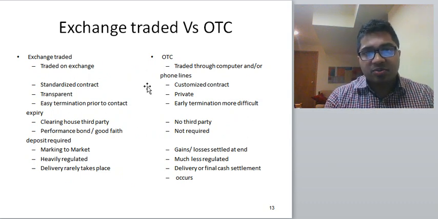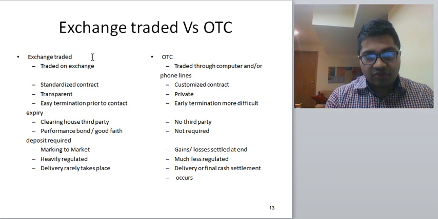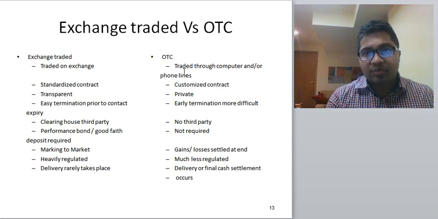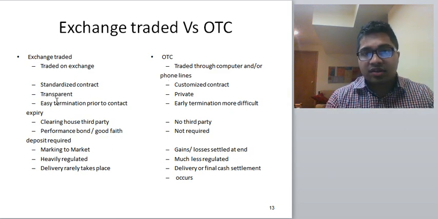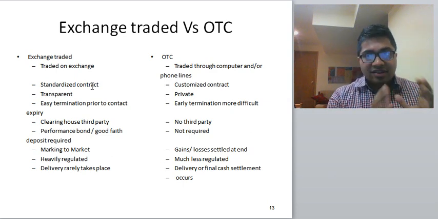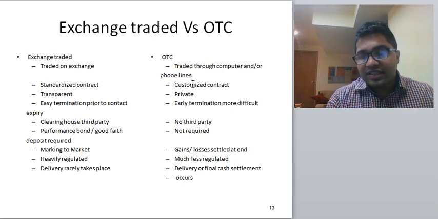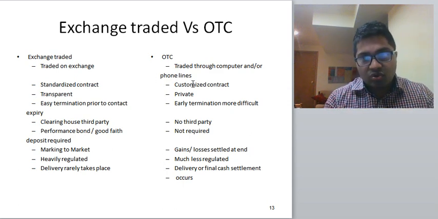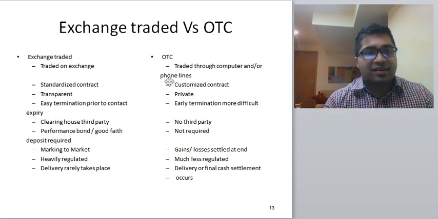Now this is the difference between exchange traded and OTC. So exchange traded, that is futures, they trade on exchange. OTC contracts trade through computers and or phone lines, so they trade majorly on the dealer network. Futures are standardized contracts, standardized in terms of quantity as well as quality. OTC are extremely customized, so both parties can decide what to buy and sell.